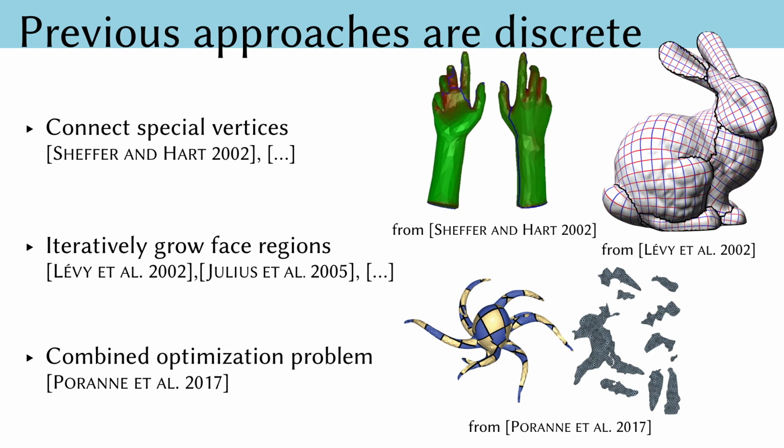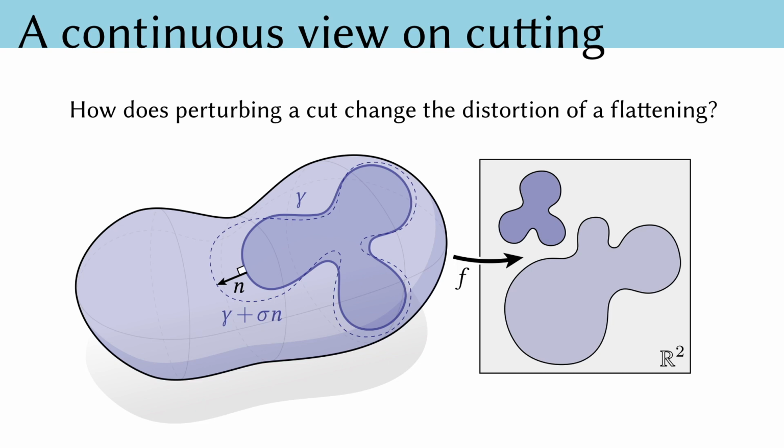We will instead approach this problem in the smooth setting first, starting with a simple, continuous question. Suppose my surface is cut along the curve gamma and flattened into the plane. How does perturbing the location of this cut change the distortion of the flattening? Answering this question first in the smooth setting will lead to a natural and surprisingly simple algorithm for optimizing surface cuts, the results of which will have a very different character from previous approaches.